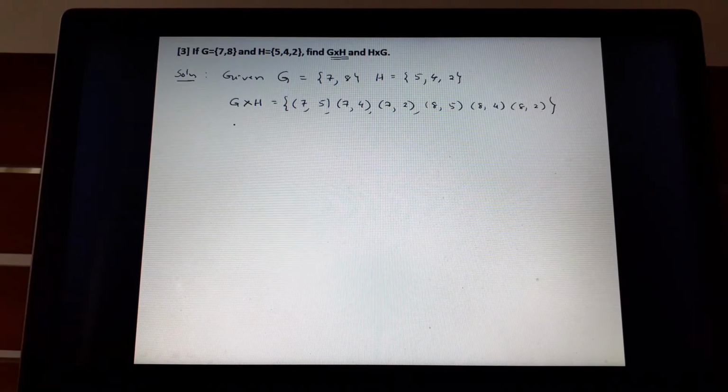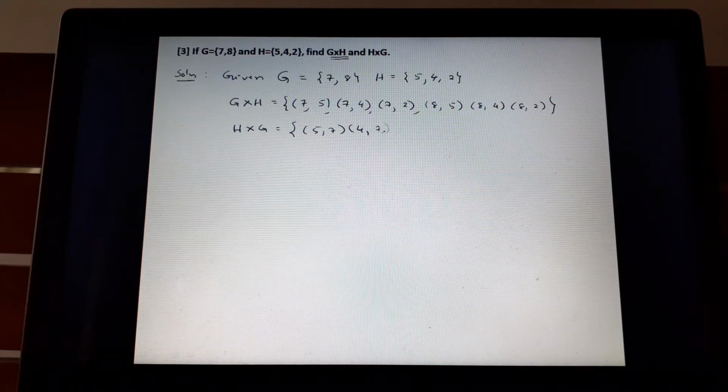Now how to find H cross G? So once again you need not find, just reverse the ordered pairs here. (5, 7), then (4, 7), then (2, 7), then (5, 8), then (4, 8), and then (2, 8). So this is just H cross G.